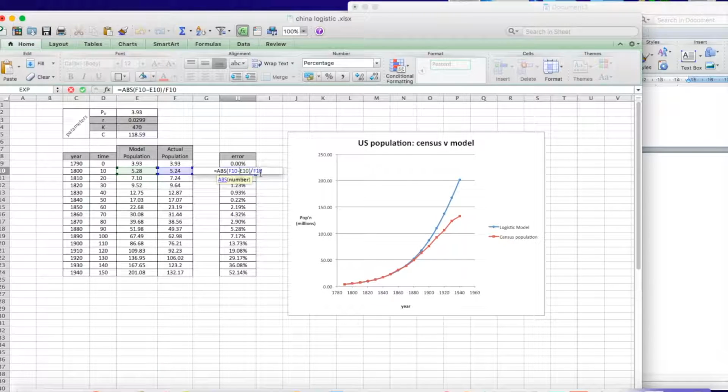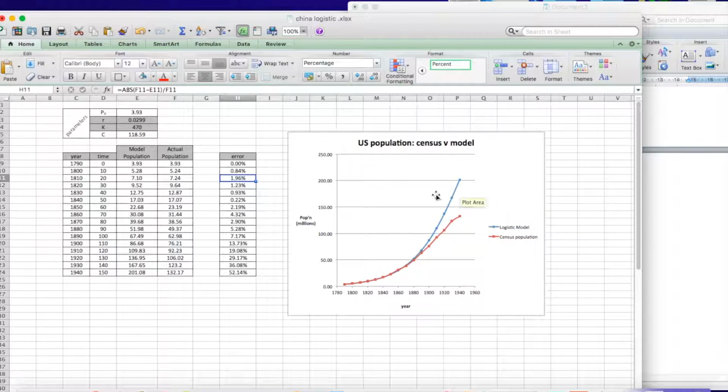So once we have the difference, then we divide the difference by the census value. And that gives us a percentage error, if you like. So it's the absolute difference between these two divided by the actual population. You can see these are all in percentages. So what I've done is I've calculated this value here, and then I've converted them to percentages. You could, as an alternative, just times it by 100. That would do the same thing. Okay, now, good. So we have all our data here. We're comparing the logistic model data to the actual data.